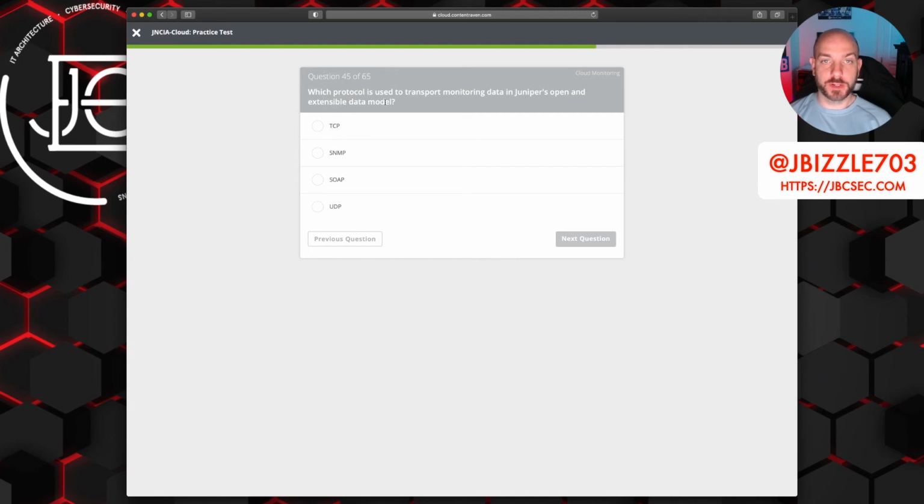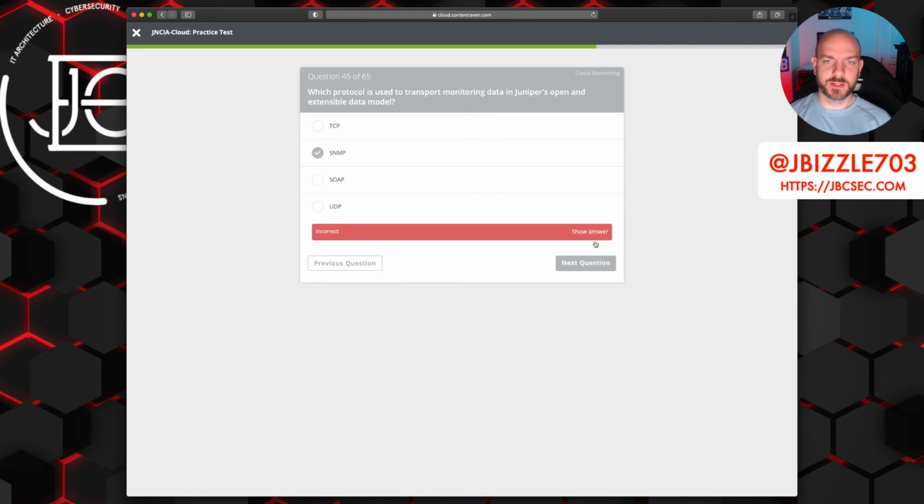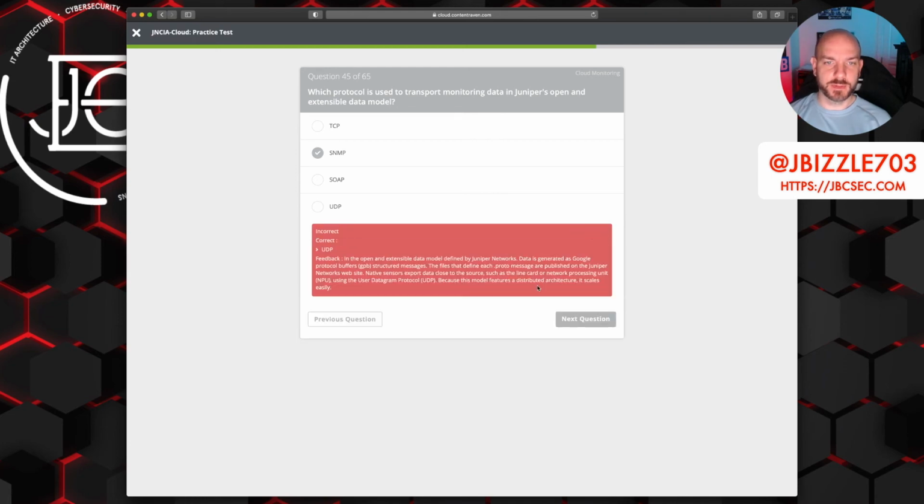Which protocol is used to transport monitoring data in Juniper's open and extensible data model? Let's go SNMP, I think. Could be SOAP, but let's go SNMP. It's going to be SOAP. It's going to be UDP, okay. Open extensible data model. Data is generated as Google protocol buffer, okay. I don't know that I like that question.